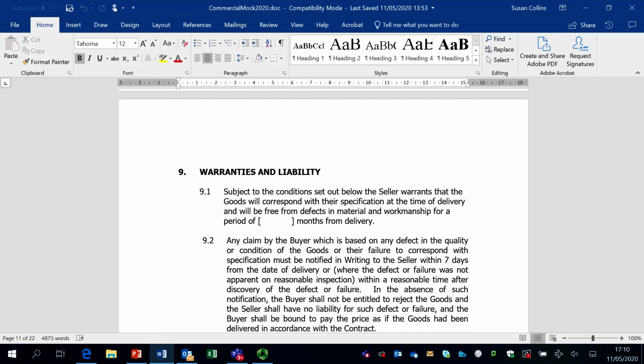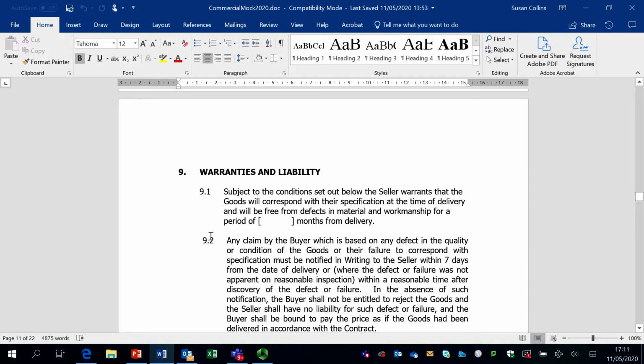So looking at the different parts of clause 9 here, you'll see that 9.1 is saying that the goods that are supplied, firstly, will correspond with their specification and that they'll be free from defects for a certain time period. Well, more information is needed here because we don't know what the specification said, and we also don't know what the time period is because it's not completed. So we don't actually know if that time limit has expired. So that would be something where we might need more information.